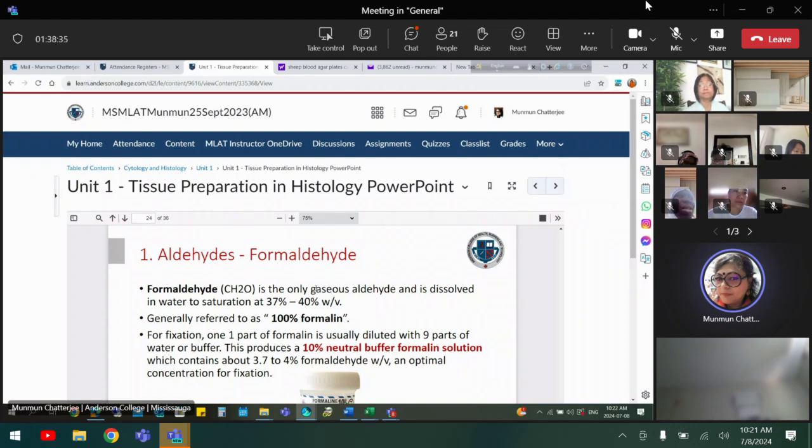If you put it in water, it makes formalin, and that formalin is called 100% formalin. So what is the difference in formalin? How much formaldehyde you have: 37 to 40% weight per volume. 100% formalin doesn't mean 100% formaldehyde. You have to keep this very clear in your brain. This question comes several times, especially for the ML board exam. So formalin is made up of 30 to 40% formaldehyde and water. What is the rest of the quantity of water?